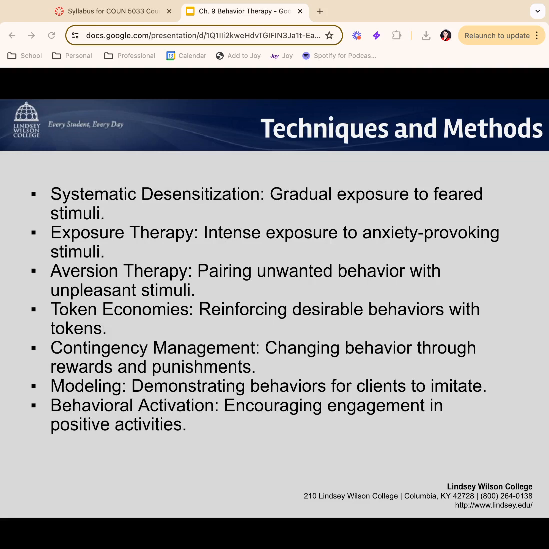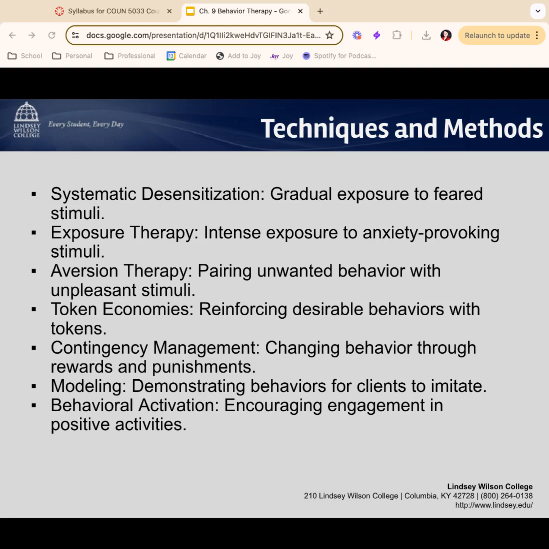Some techniques and methods within behavior therapy. You have systematic desensitization. This technique involves creating a hierarchy of anxiety-inducing situations and gradually exposing the individual to these situations while teaching relaxation techniques to manage anxiety. Exposure therapy. In exposure therapy, clients are exposed to feared stimuli or situations directly, helping them confront and overcome their fears. You have aversion therapy. This technique pairs undesirable behaviors with unpleasant stimuli to reduce the likelihood of those behaviors occurring again. An example of this could be pairing alcohol consumption with a nausea-inducing drug to deter drinking, right?